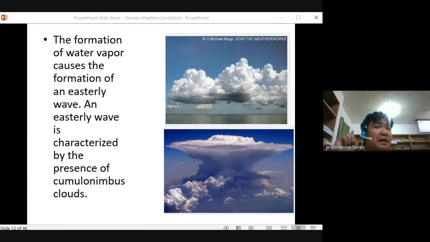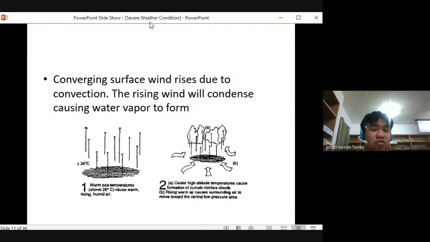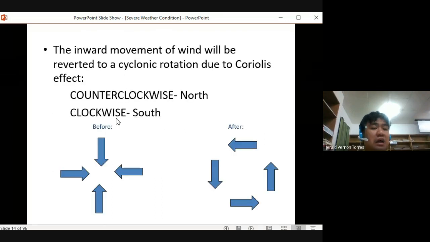Correct. Diyan mag-enter yung air. The air must flow inward since it is a low pressure area. So there will be an inflow of air due to the formation of the low pressure area. So at this point, nung nagkaroon tayo ng easterly wave, later on it will develop into a low pressure area. Due to the fact na gumaan yung upper atmosphere and due to the fact na it's a low pressure area, mag-flow inward, magkakaroon ng inflow of air.